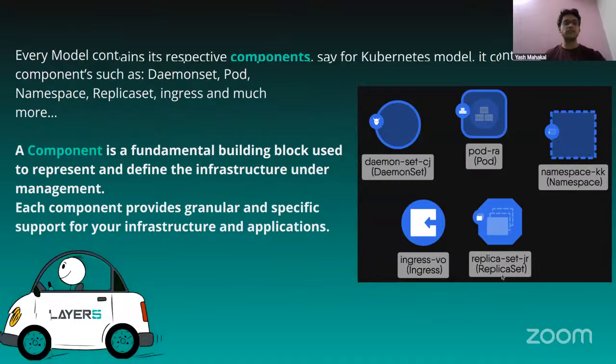So let's move forward with the components. As I stated earlier, every model contains its respective components. For the Kubernetes model, we can see components like DaemonSet, Pods, Namespaces, ReplicaSets, and Ingress. A component is a fundamental building block used to represent and define the infrastructure under management. The model is the outer carton, and you will have building blocks like these, for example DaemonSets and Pods for Kubernetes. Each component provides granular and specific support for infrastructure and applications.